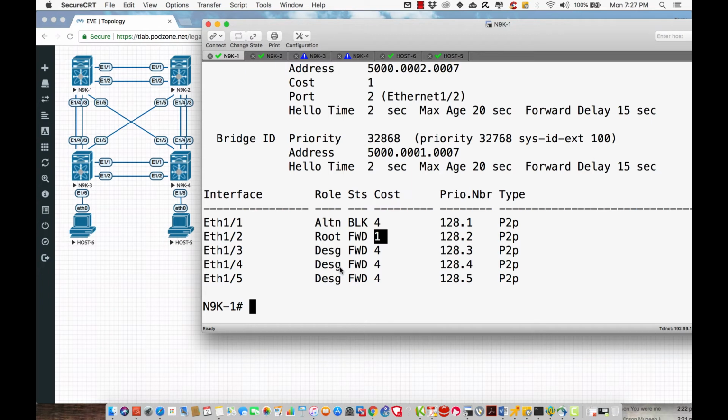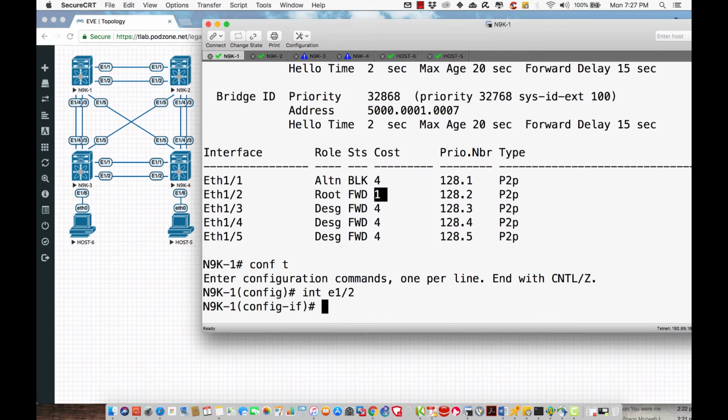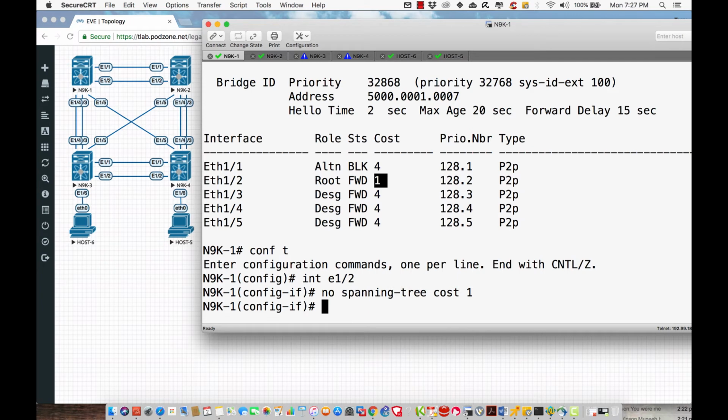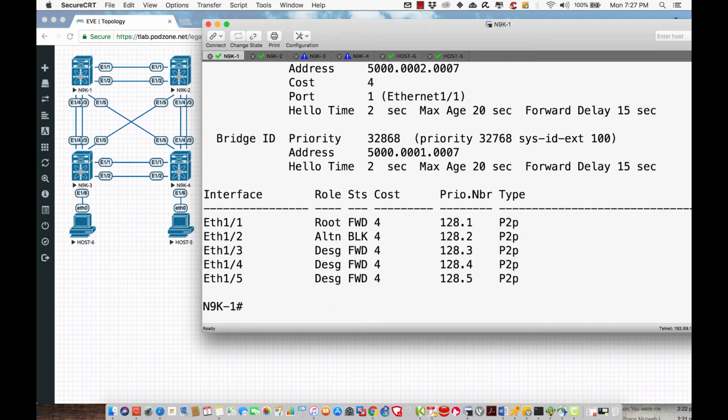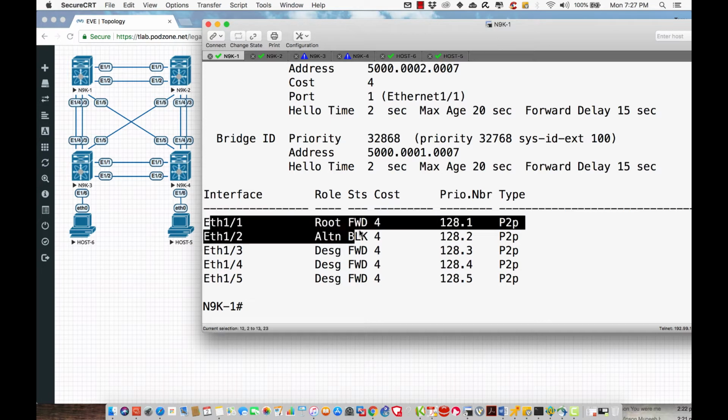Now, what I'm going to do is make it 4 again. So I'm going to configure interface E12. And I'm going to up arrow, press Control A, and say no spanning tree cost 0. And that should allow everything to revert back to the way it was. So if I say show spanning tree for VLAN 100, what we should see now is 1.1 is the root port. So it's changed back to the way it was supposed to be.